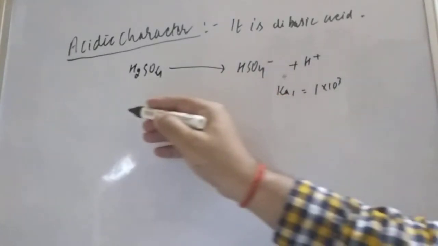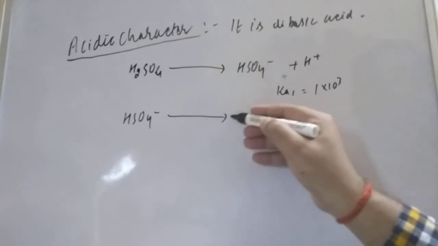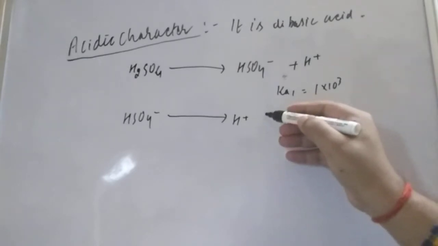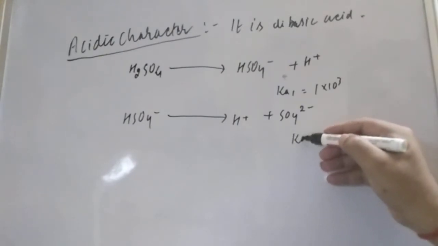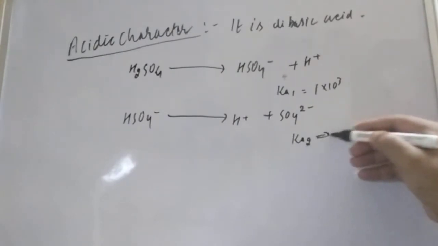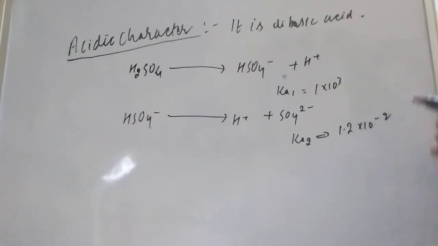Now the next one is HSO4 minus. It will give H plus and SO4 2 minus, and Ka2, student, how much is it? Ka2 is 1.2 into 10 power minus 2. Now students, see that Ka1 is very high for this one. You have to understand why Ka1 is very high in this case. So let us try to understand why.